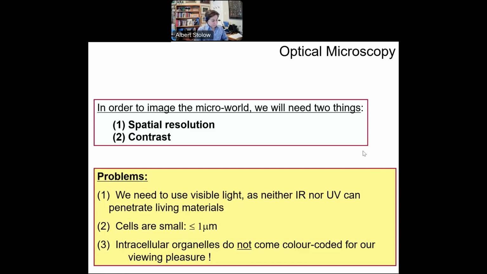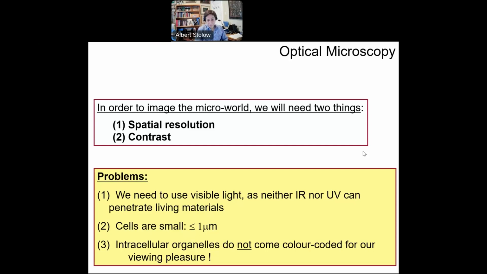We need visible light. Why? Because infrared light cannot really penetrate biological material because water is like a black hole for infrared radiation, absorbing everywhere. And as you know, UV light also is absorbed by biological material. This is why we wear sunscreen. This is why UV can damage DNA. So in between IR and UV is visible light. So we need to use visible light really for imaging.